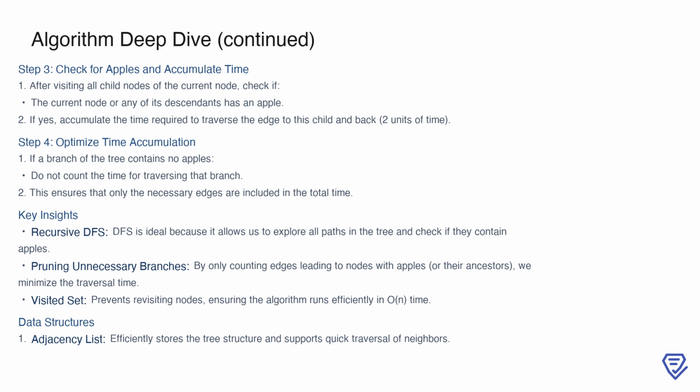Using this approach, we minimize the total time required to collect all apples while still ensuring that we explore all relevant parts of the tree. The recursive nature of DFS makes it well suited for this problem because it allows us to naturally check all paths and prune unnecessary branches at each step. Additionally, to prevent redundant computations or cycles, we rely on the visited set, which ensures that each node is processed only once. Together, these elements, recursive DFS, pruning unnecessary branches, and using a visited set, allow us to solve the problem efficiently. The adjacency list plays a key role here, as it enables quick traversal to neighboring nodes, making the entire algorithm run in O(n) time complexity.